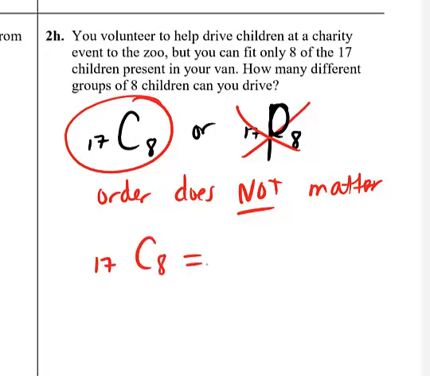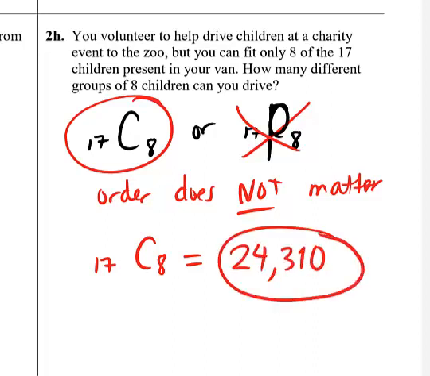So I'm going to go ahead and calculate 8 combinations of 17. I've got, holy crap, 24,310. That is a lot. That doesn't seem right. Am I right?